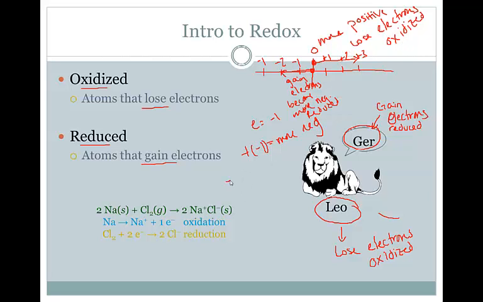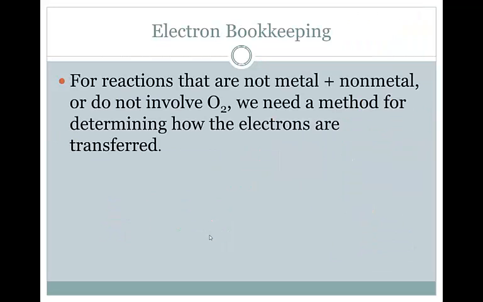Now let's look at that mathematically. We're losing a -1, which then becomes more positive. Here, we have sodium going from normal sodium to a +1 on the other side. So it's starting off at 0 and going to a +1. It's becoming more positive, so it's losing electrons, so it's oxidized. Chlorine, starting at 0, going to a -1, is gaining electrons, becoming more negative, so it's reduced. Gain electrons, reduction.